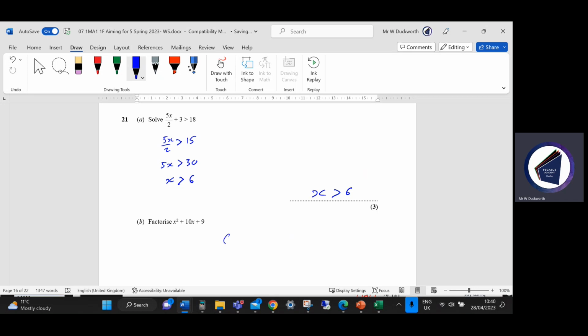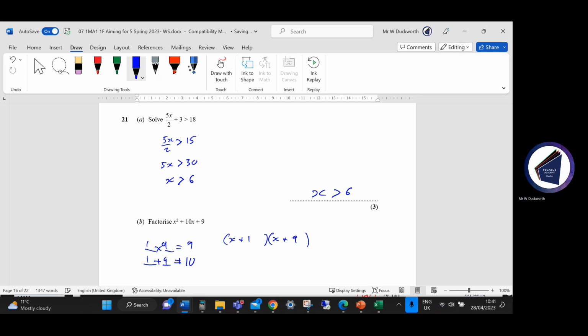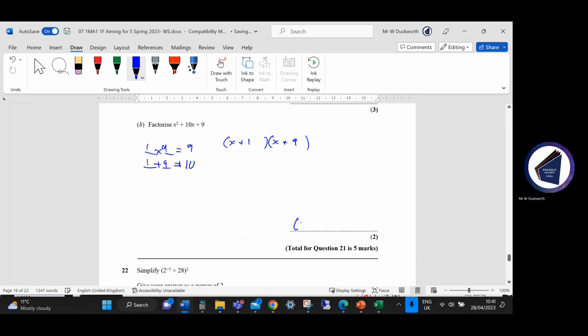Factorize then. So put it into brackets. To get an x squared, that must be an x and an x. And I'm looking at two numbers that multiply together to make 9 and that add together to make 10. So we've got 1 and 9. So x plus 1 and x plus 9.